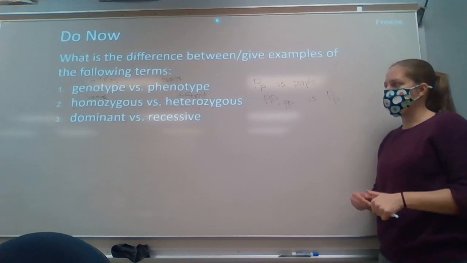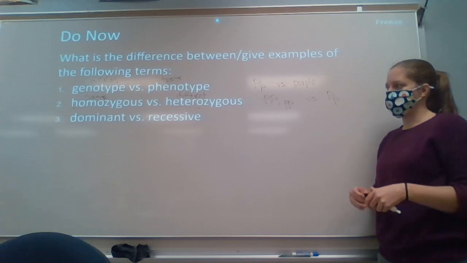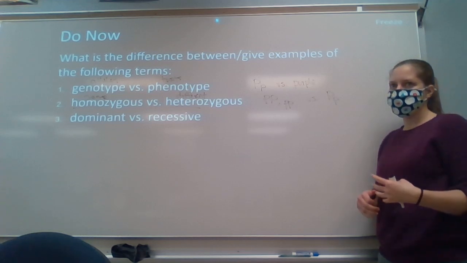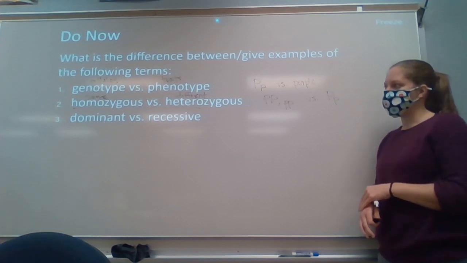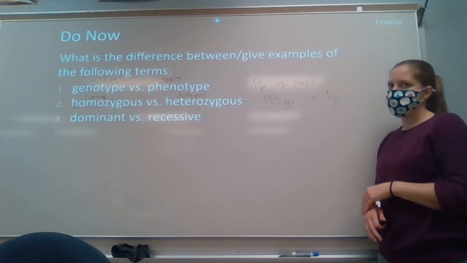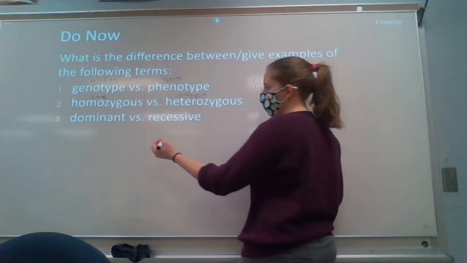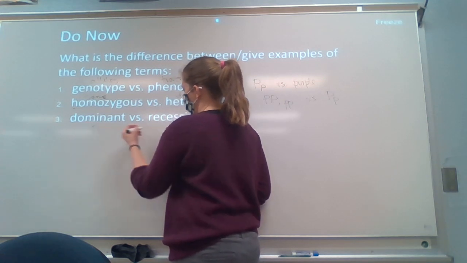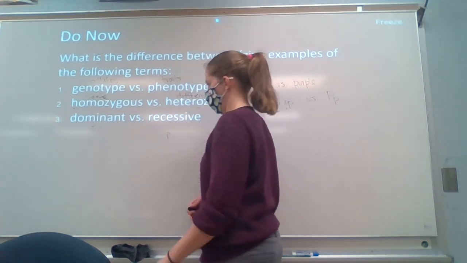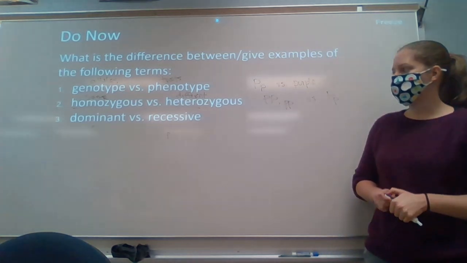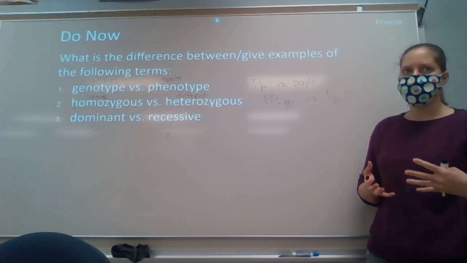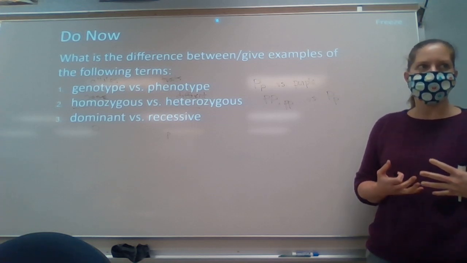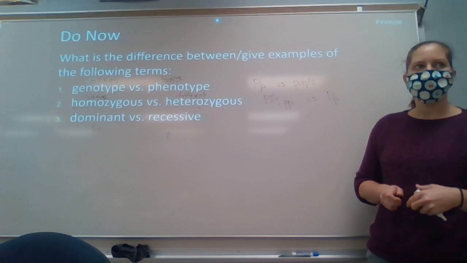And then lastly, dominant versus recessive. Generally when we talk about dominant versus recessive, we're either talking about the individual alleles or we're talking about the phenotype. If we're talking alleles, the dominant allele is usually represented by the capital letter, and the recessive is the lowercase letter. Okay. If we're talking about phenotypes, the dominant phenotype is the one that shows up when you're heterozygous, right? The recessive one is hidden when you're heterozygous.